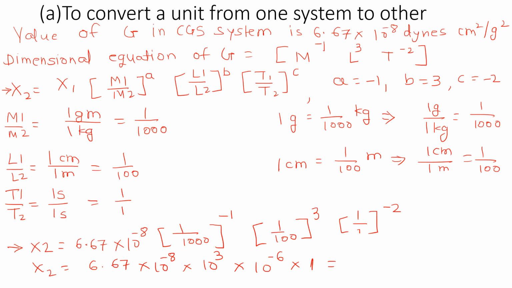So the final answer for X2 is 6.67 into 10 raised to minus 11 Newton meter square per kilogram square. So finally, we have obtained the value of the gravitational constant in the MKS system. It comes out to be 6.67 into 10 raised to minus 11 Newton meter square per kilogram square.